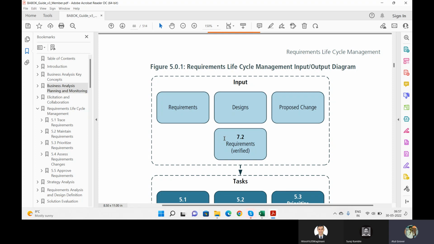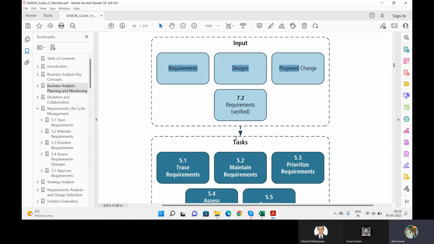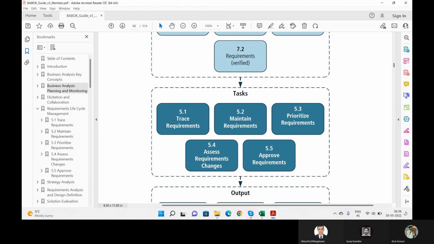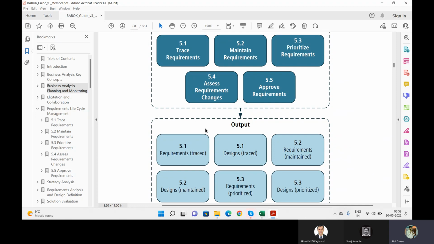How does this life cycle look like? So what are the inputs available here? You have a requirement, you have a design, you have a proposed change. Once you've done all the things, you get the ekdam verified one, that okay, this is what I am going to build now. To do this part, what do you do? These 5 steps which we discussed: trace, maintain, prioritize, requirement changes, and approve. These 5 topics they are saying. And what is the output?